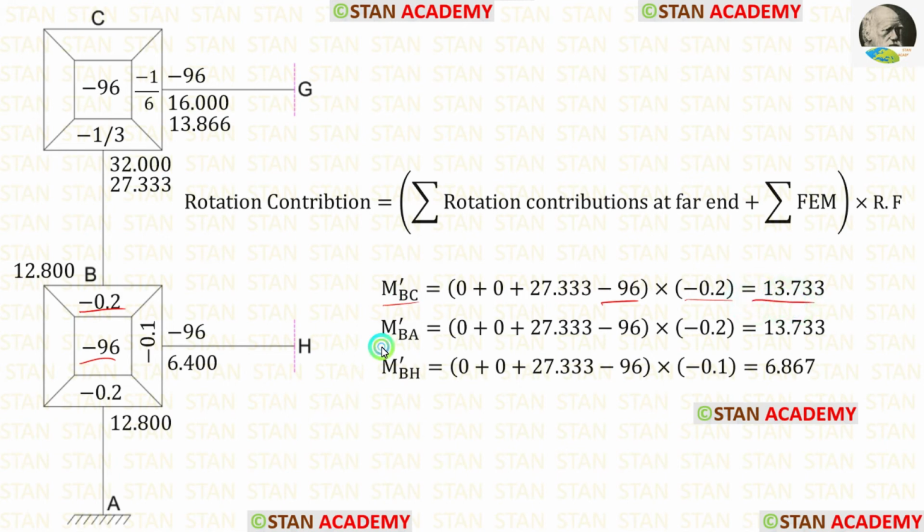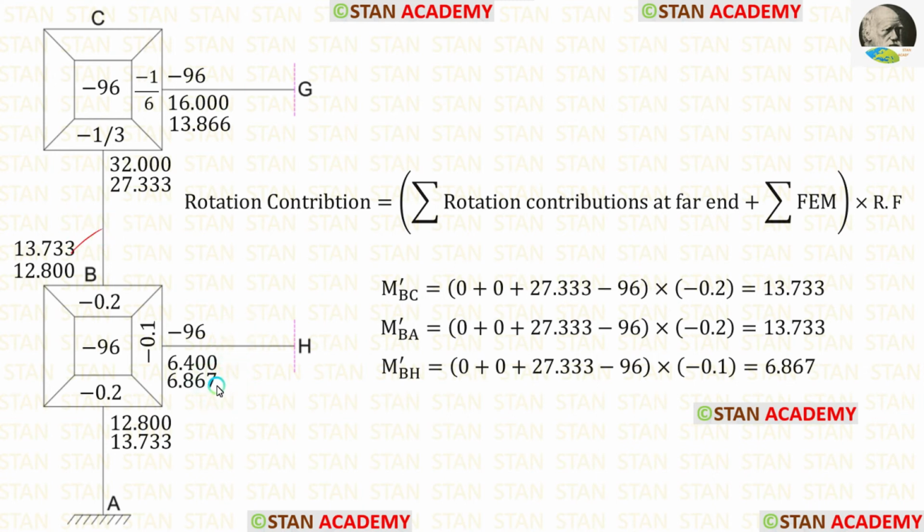To find M'BA and M'BH, we have to apply the rotation factors. After the calculations, we will get M'BA and M'BH. Let us apply the values of M'BC, M'BH and M'BA. We have finished the second iteration. Let us start the third iteration.